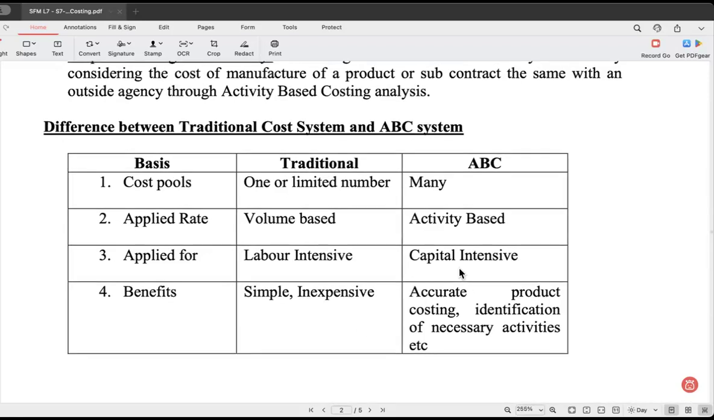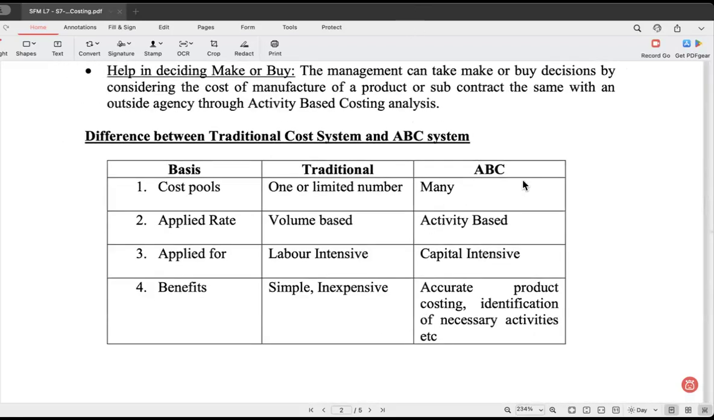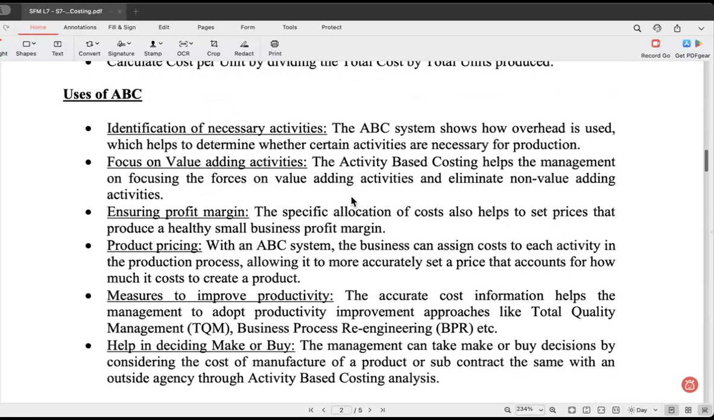So that's the reason most companies prefer the ABC system over traditional costing methods, because it provides an accurate picture, because they will be using multiple cost drivers to find the overhead cost. Is that clear? Now let's look into the uses of ABC.